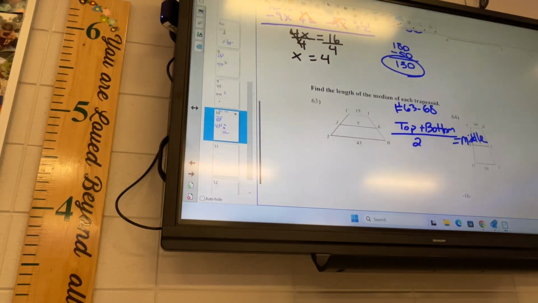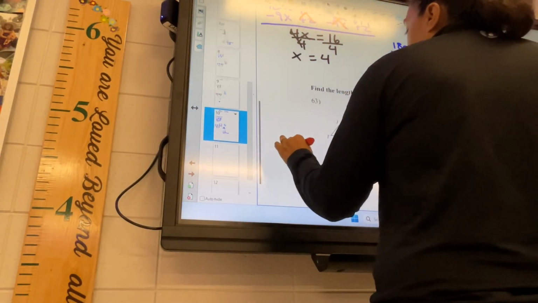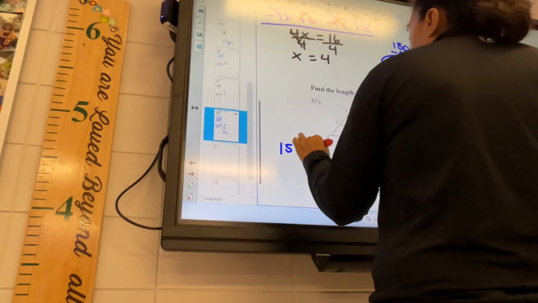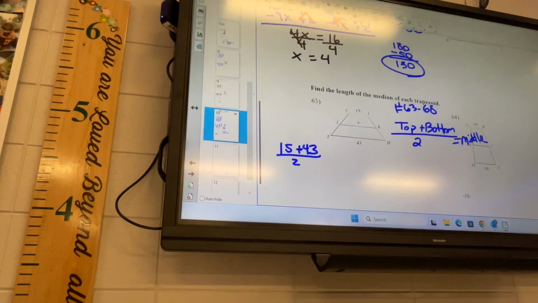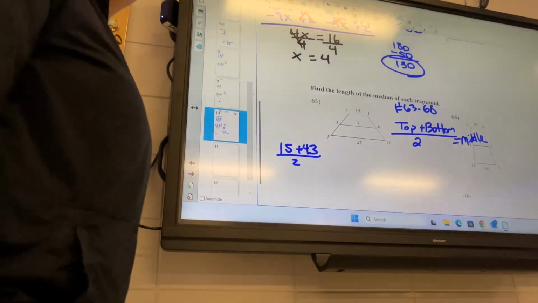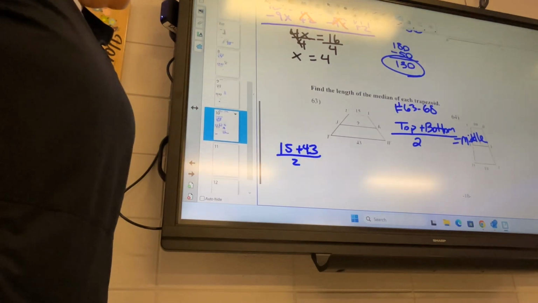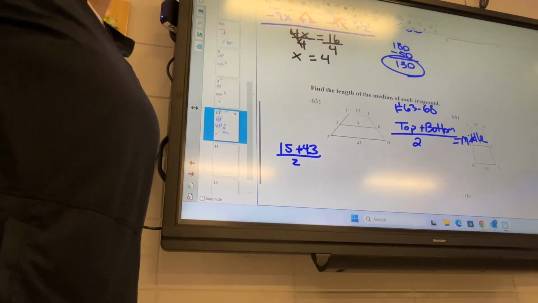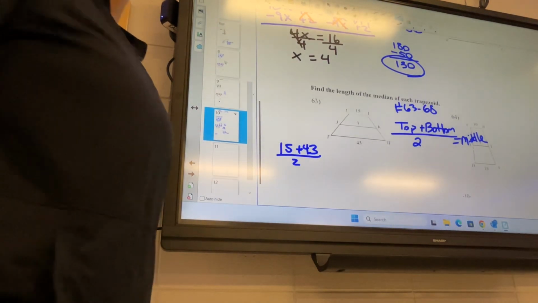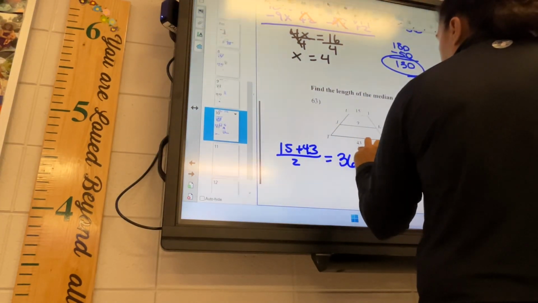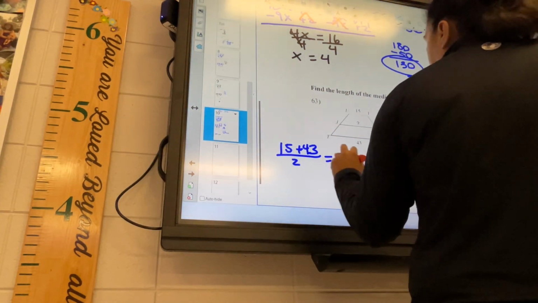Okay, so if we took the top one, 15, what's the bottom one? 43, and we're going to say divided by 2. Or you can just put it as a fraction like that on your calculator too. That's also okay. What is that? Type it on your calculator. 15 plus 43 divided by 2. 36.5.